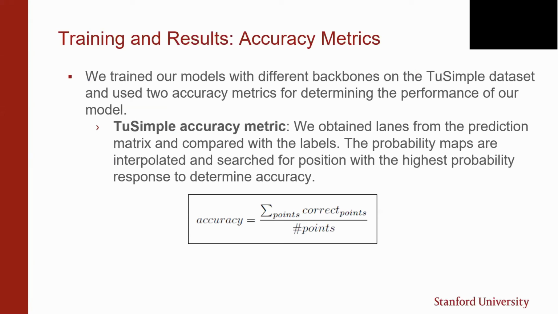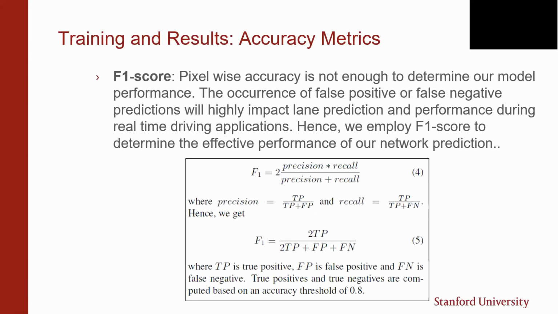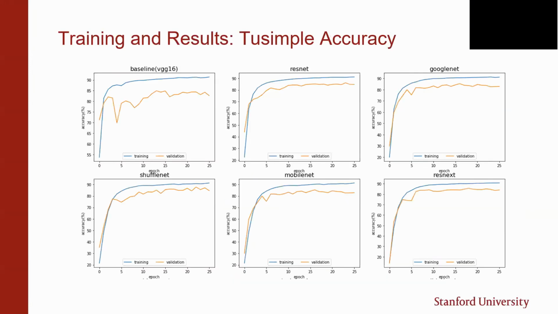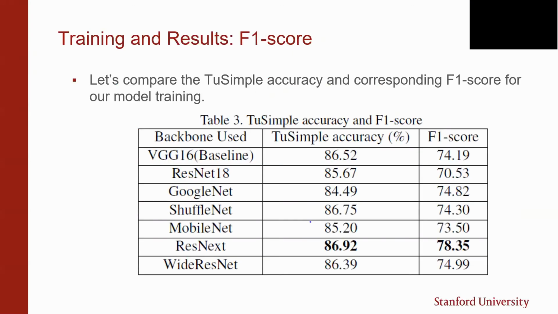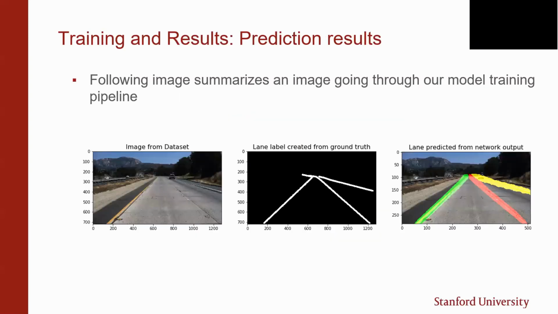We also use 2 different accuracy metrics: the tu-Simple accuracy metric for identifying the pixel-wise accuracy, and the F1 score for capturing the false positives and false negatives. Here you can see the curves of the tu-Simple accuracy. You can see that validation accuracy fairly tracks the training accuracy pretty well in all of our models. Also, here we compare the tu-Simple accuracy and F1 scores, which also show that all the models have similar accuracy performance, with ResNext performing the best in both the tu-Simple accuracy and F1 score measures.